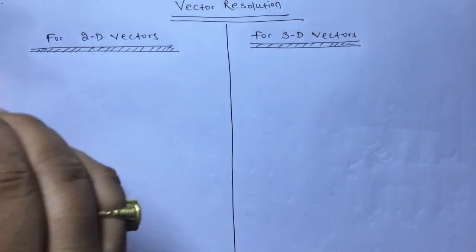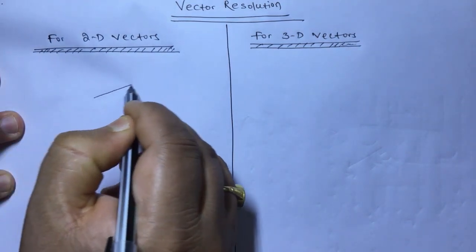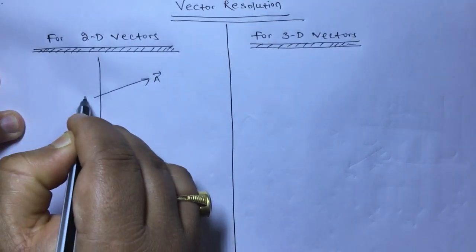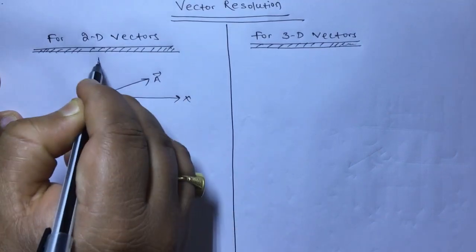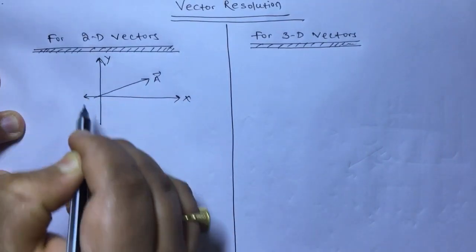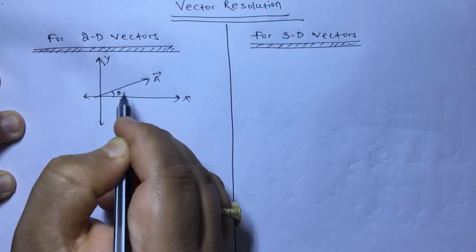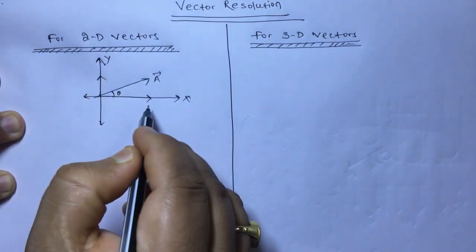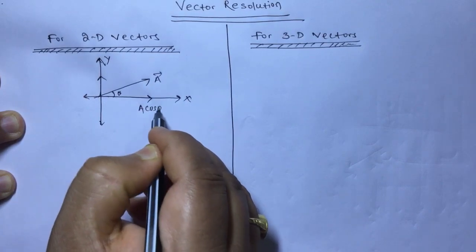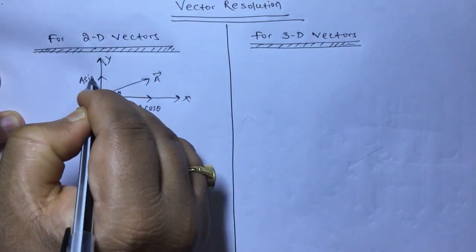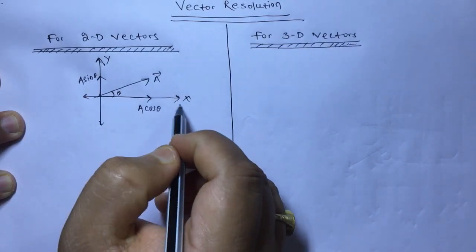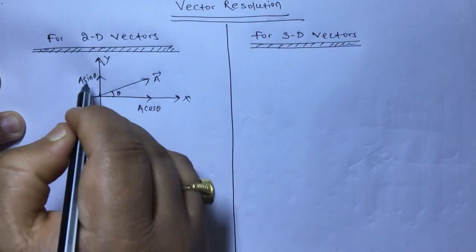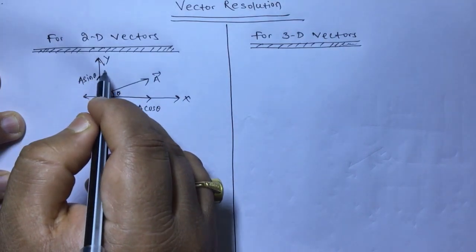So for a 2D vector, what we learned is that if this is a vector A on a plane, and these are the x and y axes, and if this angle is theta, then this vector can be divided into two components. Along this it will be A cos theta, and along this it will be A sin theta. According to the axis, if it is along x, then it will be A cos theta i cap. If it is along y, it will be A sin theta j cap.